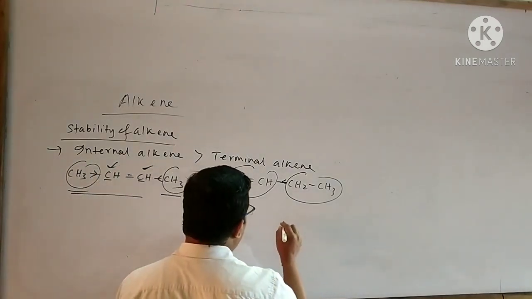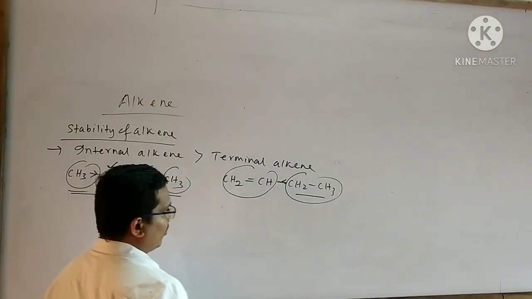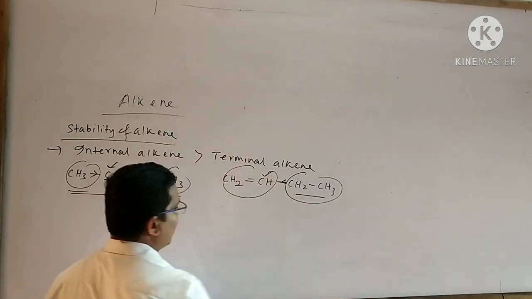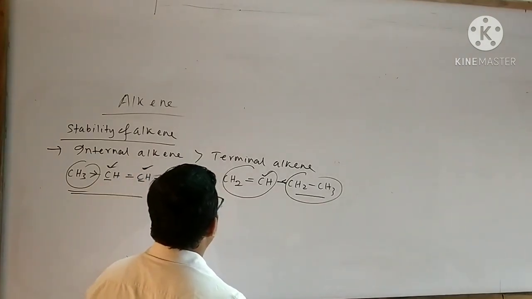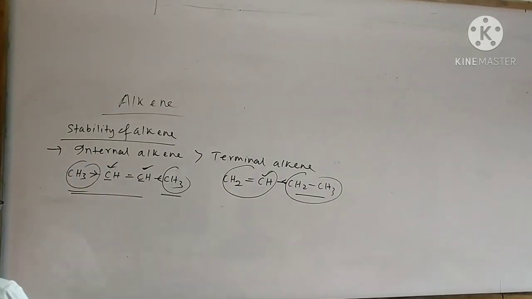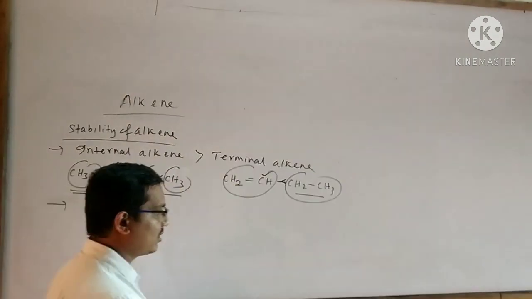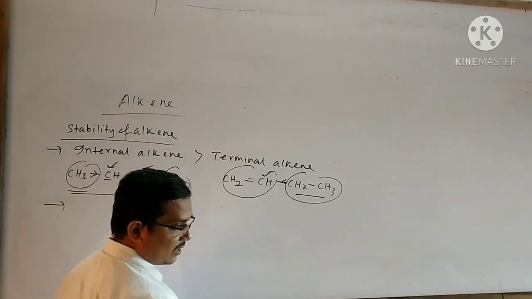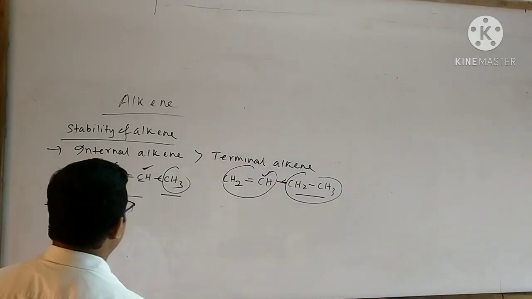In case of terminal alkene, only the right side is occupied by the alkyl group, so only from the right side the electron releases to this carbon atom. As a result, strong overlapping will not be possible. That's why terminal alkene is less stable than internal alkene. Next point, remember, alkyl substituted alkenes are more stable than unsubstituted alkenes. Greater the alkyl substitution, greater is the stability.